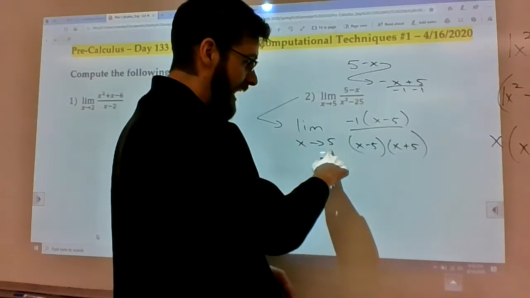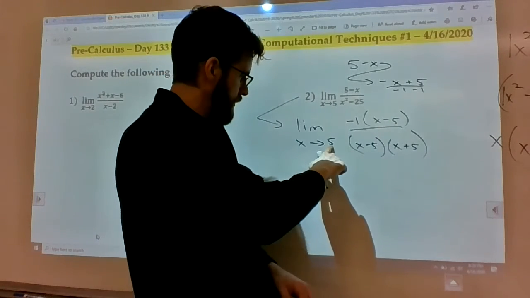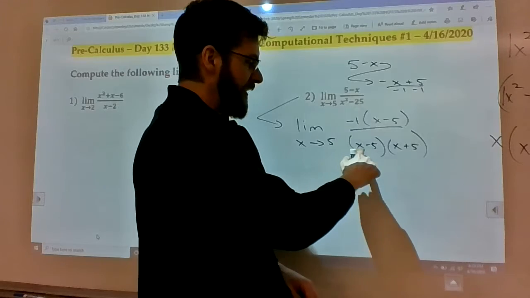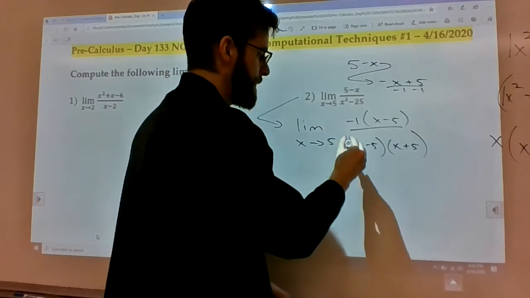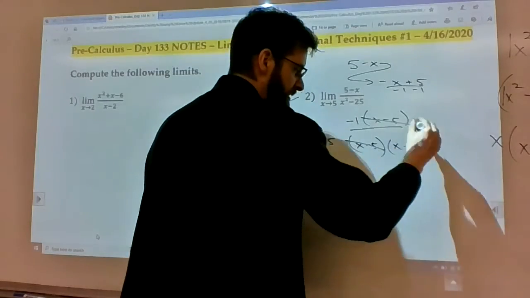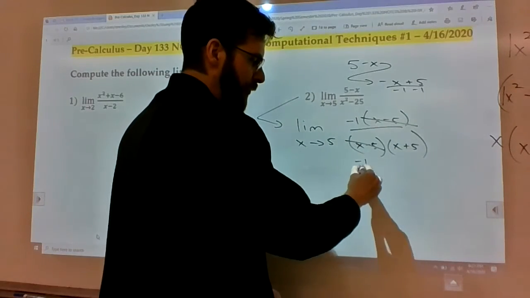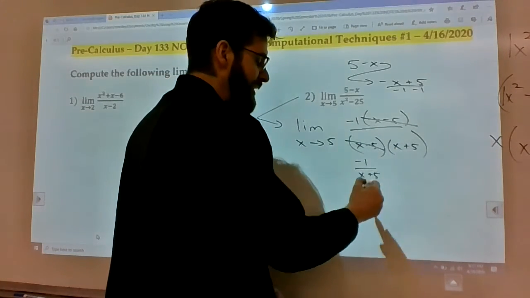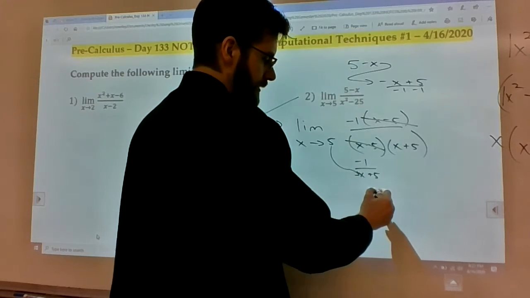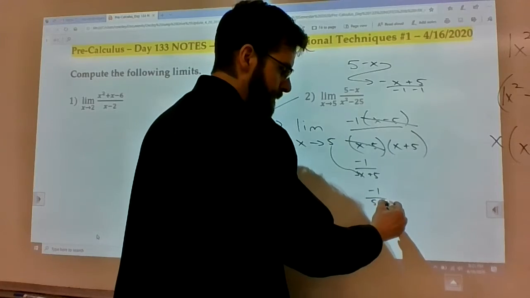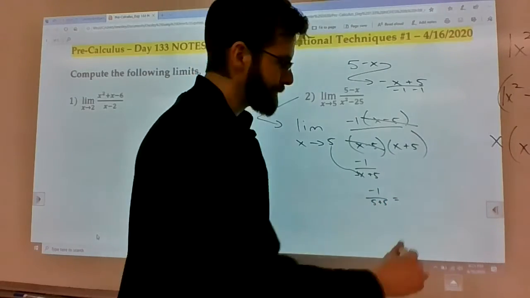We can cancel out the thing that created the domain issue. If I tried to do 5 minus 5 on the bottom, 0 is what would come up. But since I factored it out, negative 1 over x plus 5, a straight plug-in of 5 right here yields negative 1 over 5 plus 5. It's negative 1/10.